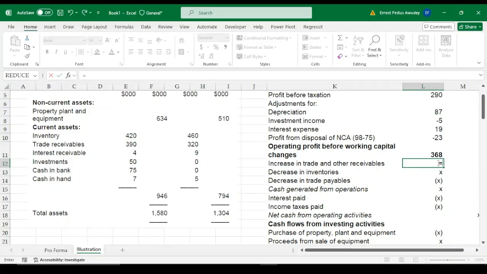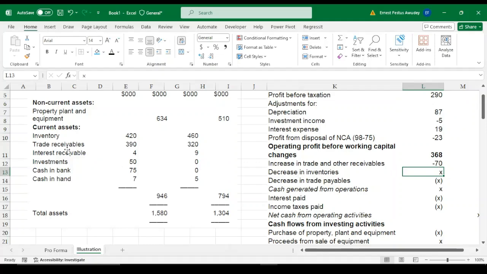So what do we have? I'll have 390 and less my 320, and this is an increase and it's a decrease on cash. So I'm going to put it as a negative and wrap this around with brackets. So that's negative 70.